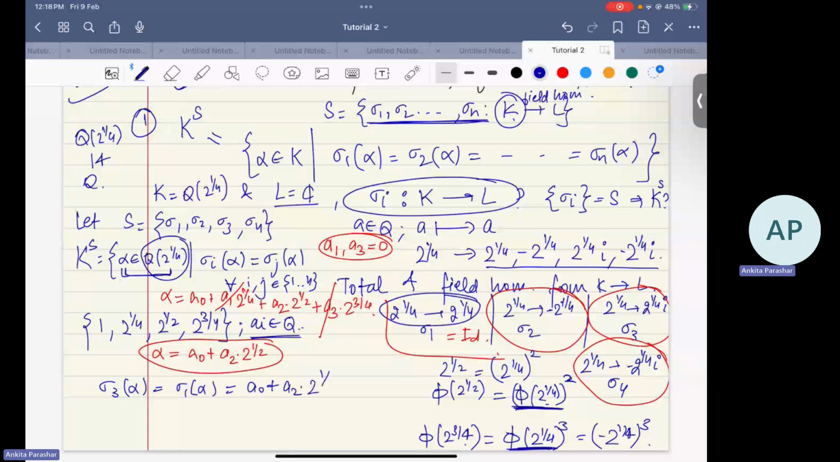But can we find again some pair K and S such that the degree of K over K^S is strictly greater than the cardinality of the set? Think for a moment, you will get it from here only.